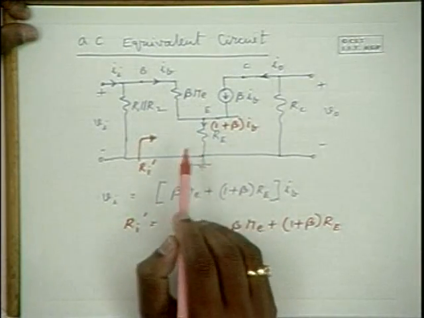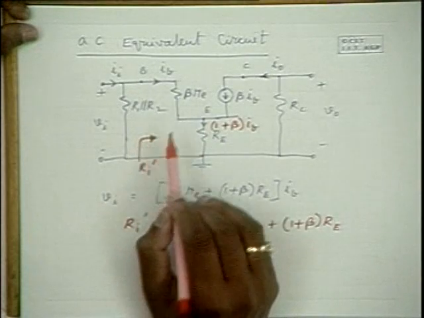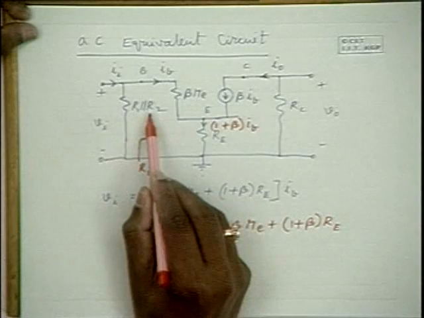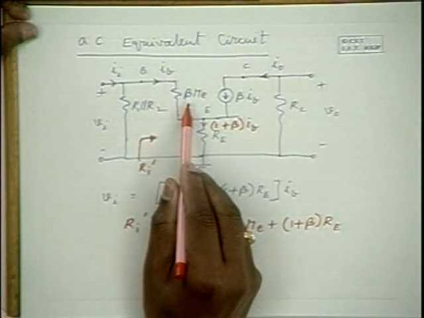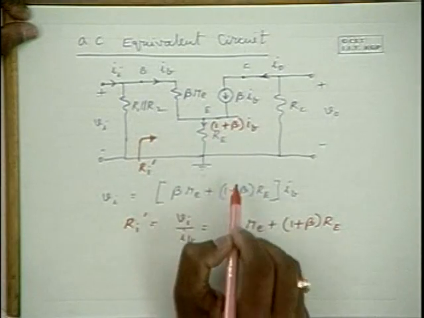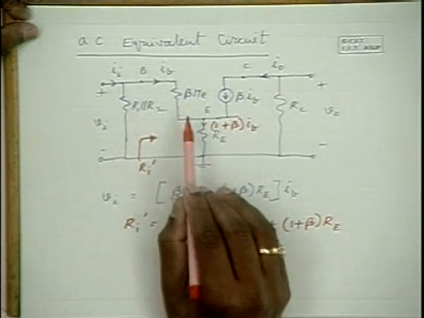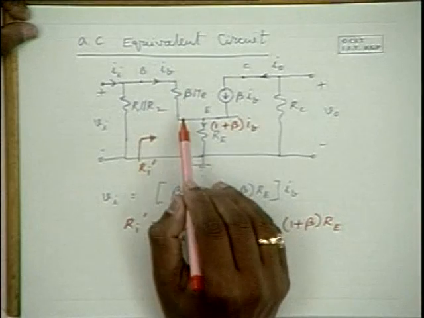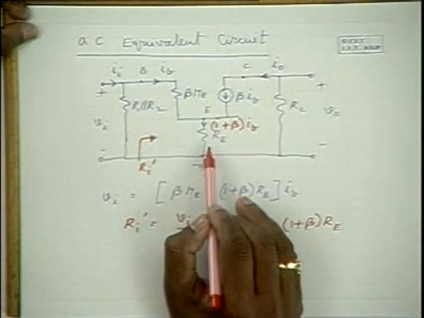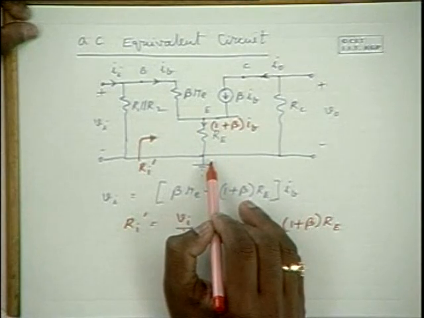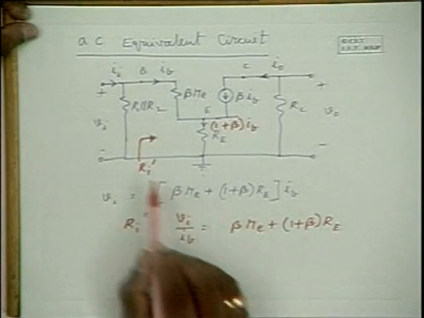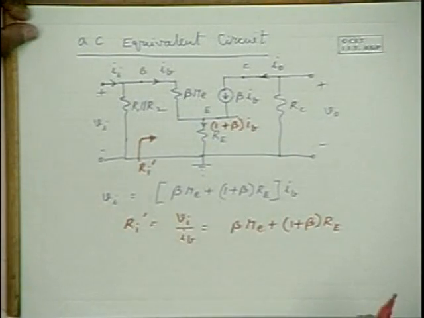When RE was not there, the input impedance was beta Re here, and here it is R1 in parallel with R2 in parallel with beta Re. So here it was only beta Re. Now by introducing RE, what's happening? The input impedance is becoming beta Re plus 1 plus beta into RE. So that's why an expression for the input impedance here is like this.